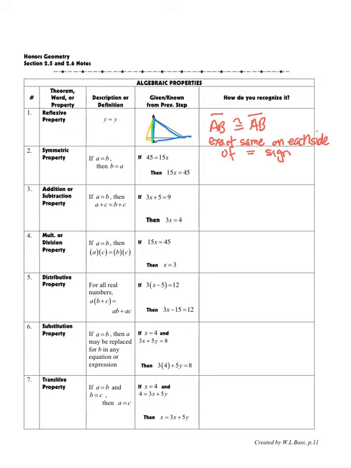If we look at the second one, we look at the symmetric property, and it tells us if A equals B, then B equals A. And so if we look here, here is our A equals B, and then B will equal A. And so what we are looking for there is a flip-flop across the equal sign.